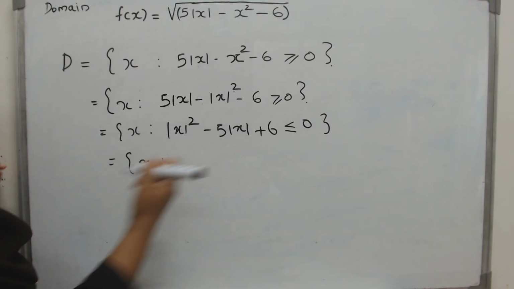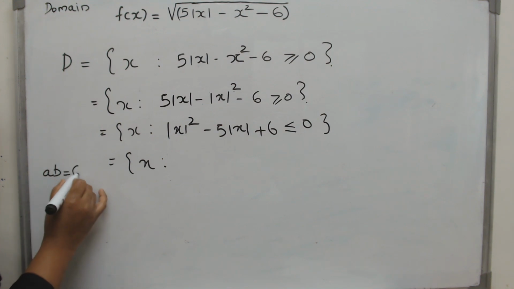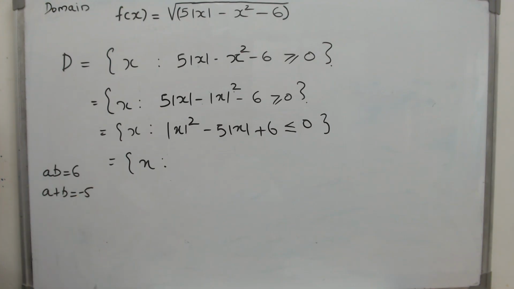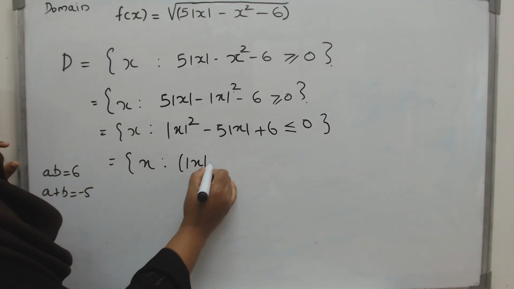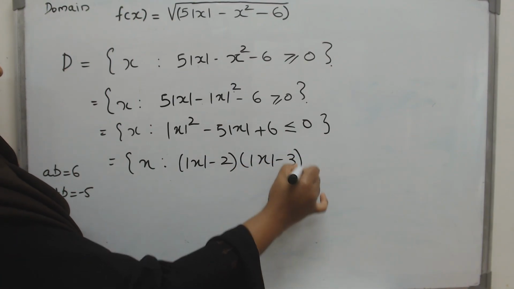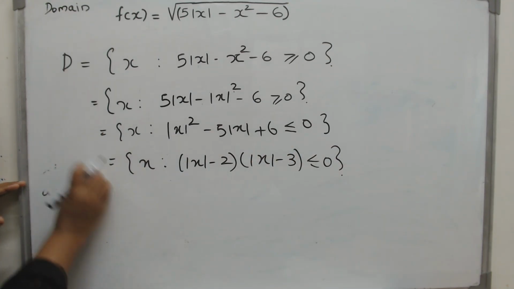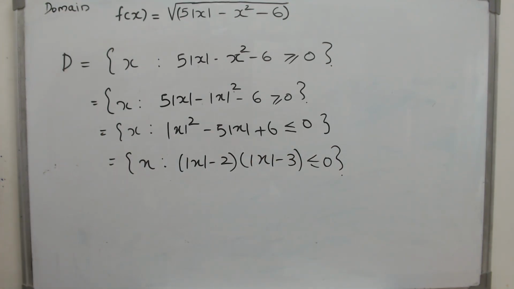Now you can easily factorize it, right? How do we factorize it? We are looking for two numbers which when multiplied give 6 and which when added give minus 5. What are the two numbers? Minus 2 and minus 3. There. I have just factorized it. Now, why am I factorizing it? So that we can go to the standard formula.